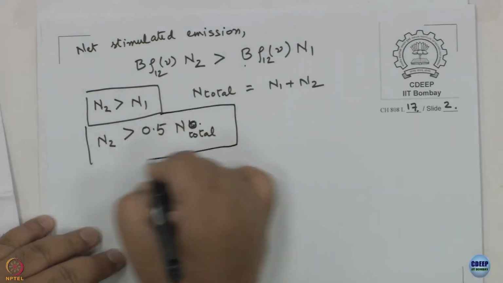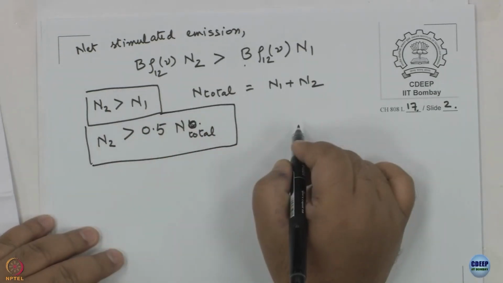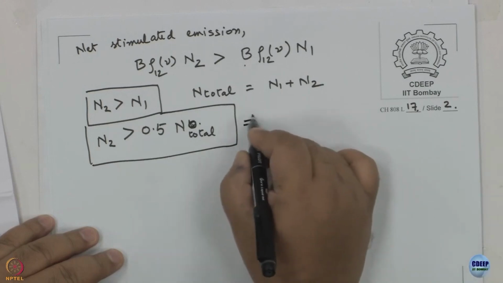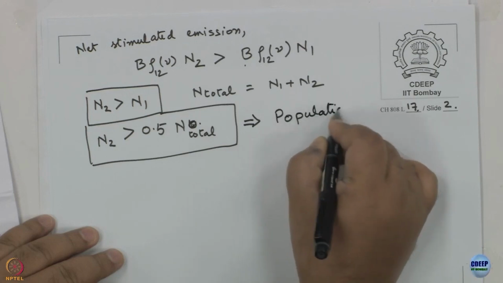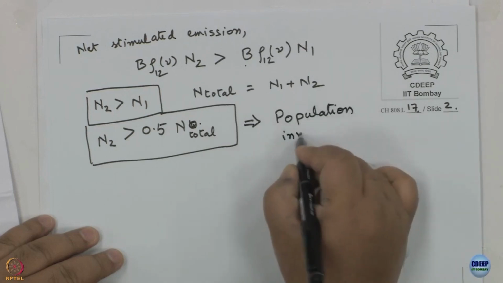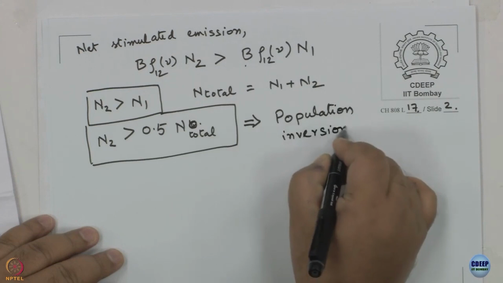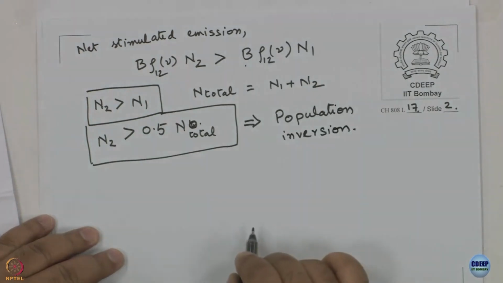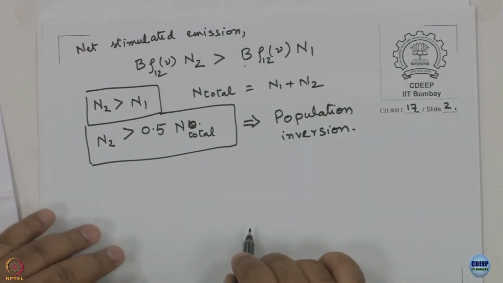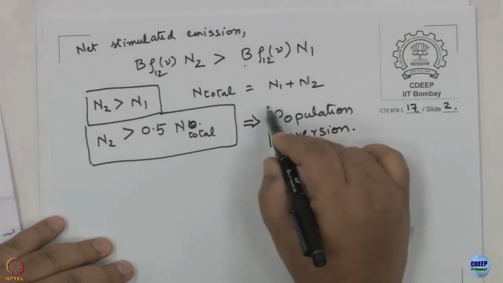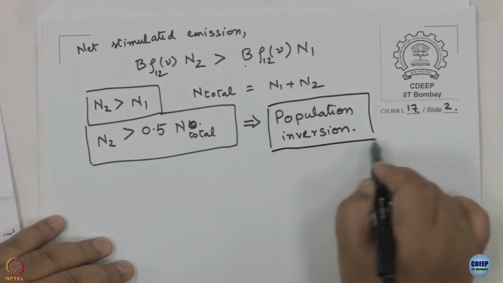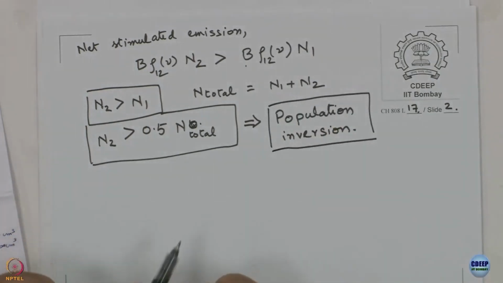right. And if I put it in words, then what we will say is that a population inversion is an essential condition so that we get more light coming out than going in. Population inversion is an essential condition without which you cannot get stimulated emission, and therefore, you cannot get laser.